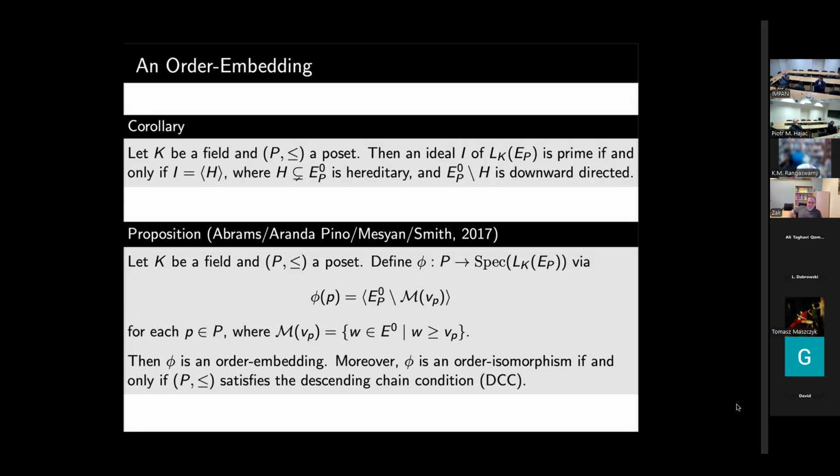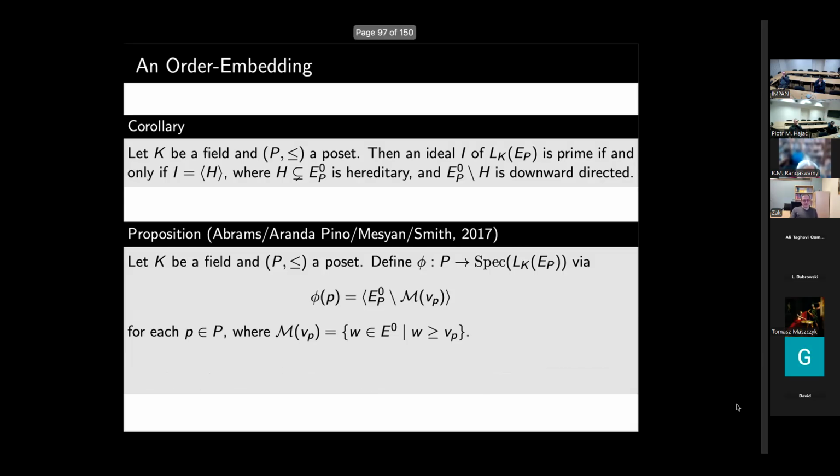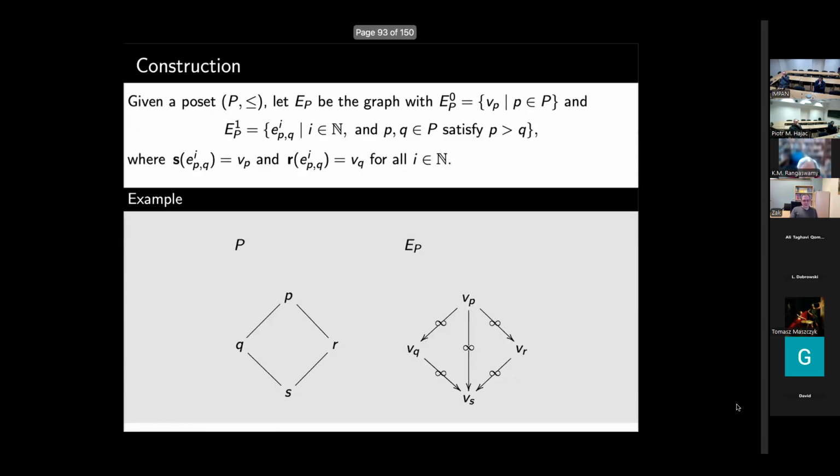Zach, sorry, could you please remind me the definition, the construction of this graph E_P? So I have a poset. How do I get a graph? So it's like this. For every point in the poset, you write down a vertex. And then if you have 2 points P and Q, so that P is above Q, you write down infinitely many edges from V_P. Infinitely many, right? So we don't have to worry about breaking vertices. Well, we don't have to worry about the CK2 condition, essentially. That's what that does. Yeah?